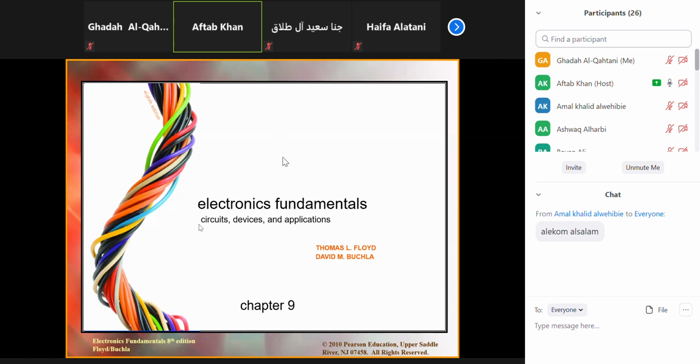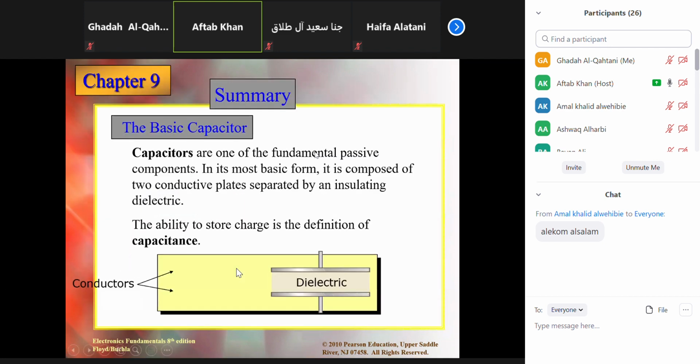So this is chapter number 9. It's about the capacitors, girls, and inshallah, you already know some information about the capacitors, so you can easily understand this chapter. Okay, so starting with the basics of the capacitor.